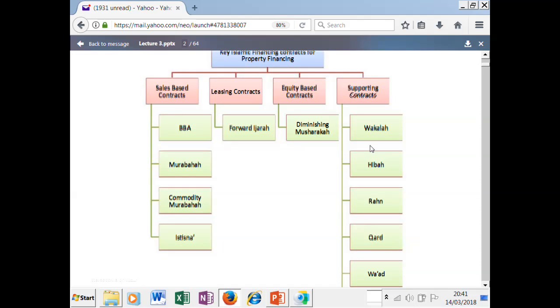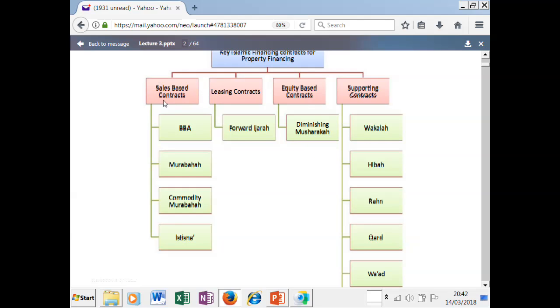For property itself, there are several contracts that we can use, and some banks are using, for example, the sale-based contract. Some banks use the leasing contract. Some banks use an equity-based contract, for example diminishing musyarakah, or musyarakah mutanakisah. The equity-based contract is normally used by foreign banks from the Middle East. They use diminishing musyarakah. Citibank also uses diminishing musyarakah.